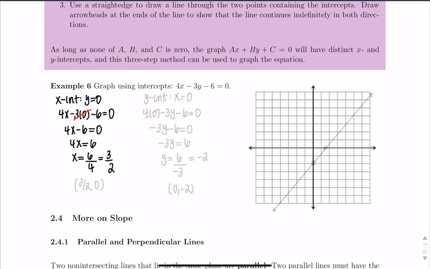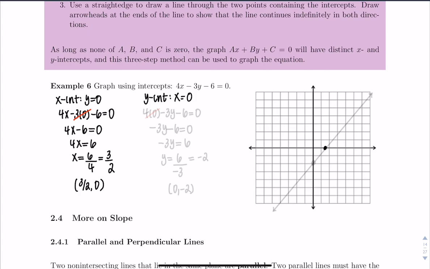So we have 3/2, comma 0 as 1 point. That's our x-intercept. So let's go ahead and plot that. That's about 1.5, comma 0. Now let's go ahead and find the y-intercept. So for the y-intercept, you let x be 0.